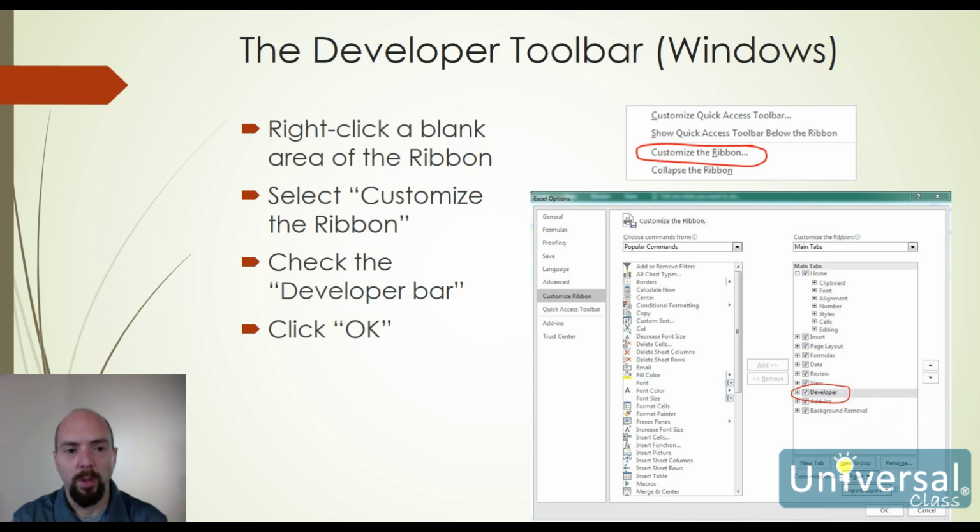On Windows, we open up the Excel workbook, and then we go up to a blank area on the ribbon. You right-click anywhere in a blank area, select the Customize the Ribbon menu item, and then from the Excel Options window, you select the Developer tab. You put a check mark beside it and then click OK. So there is a difference between adding the toolbar on the Mac versus on a Windows computer.